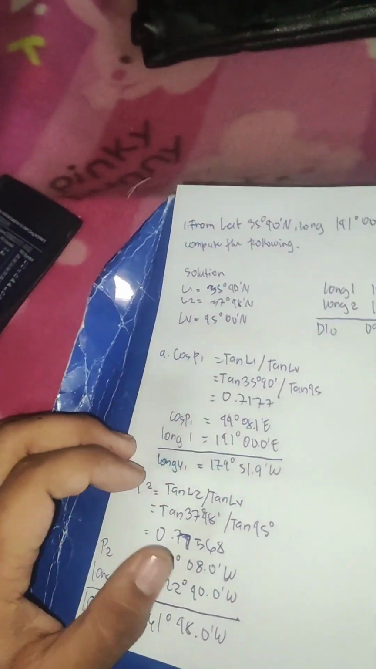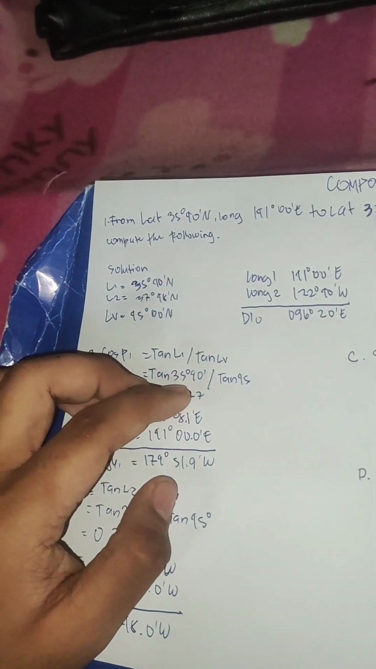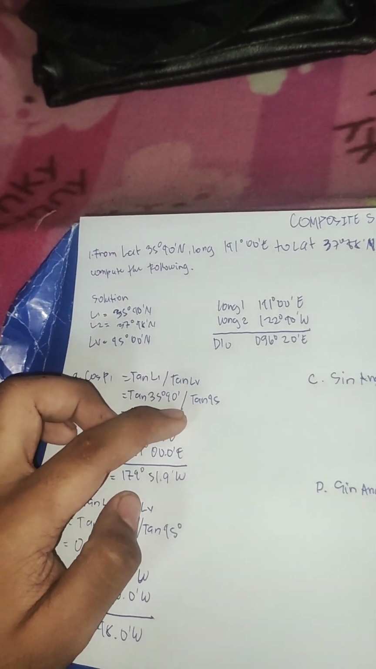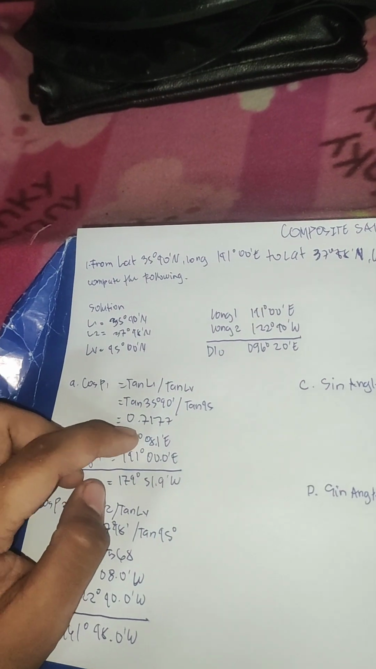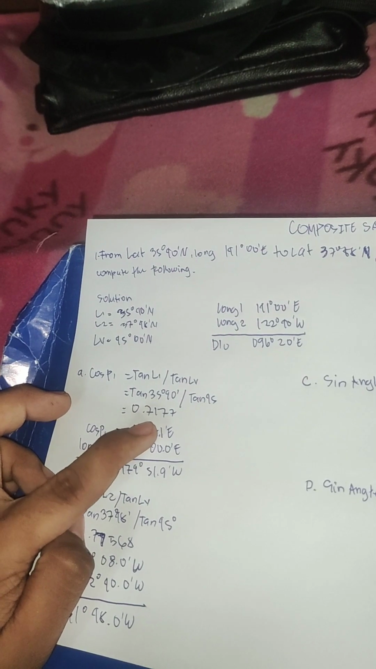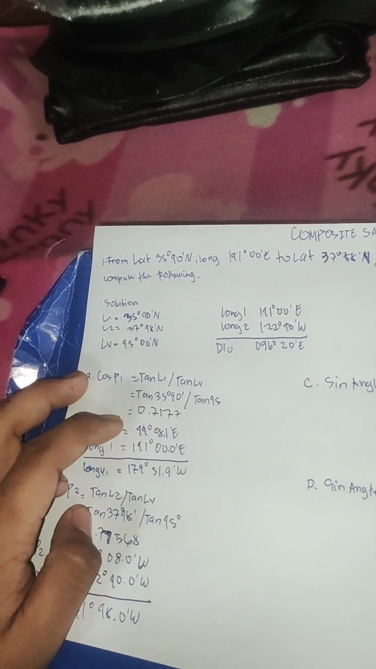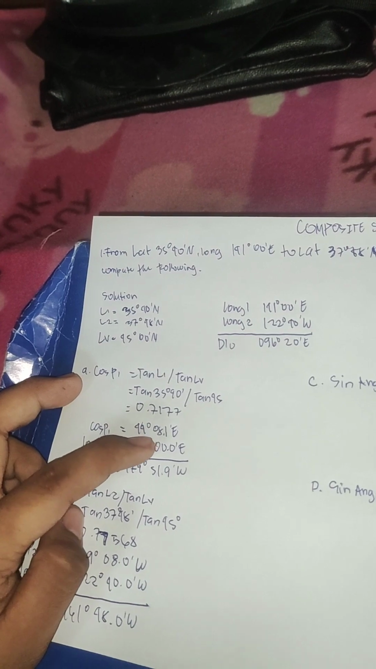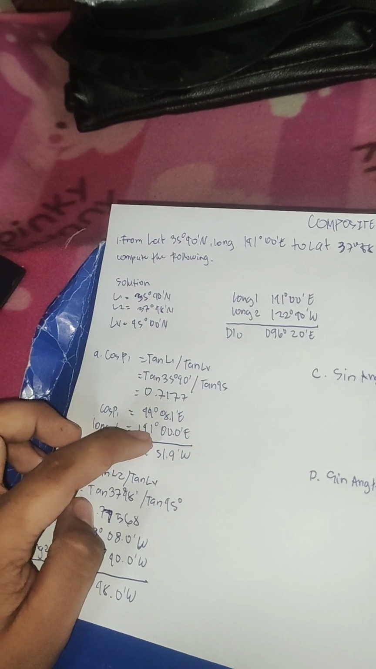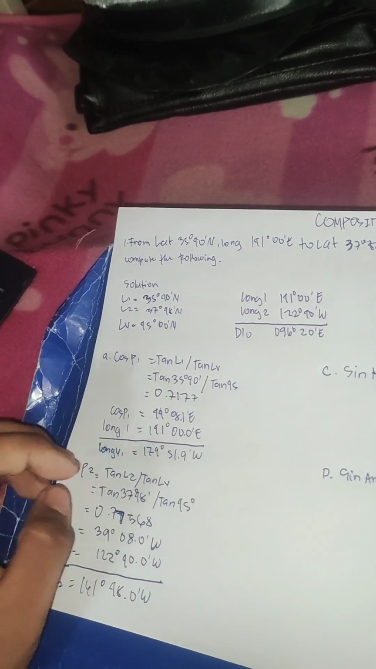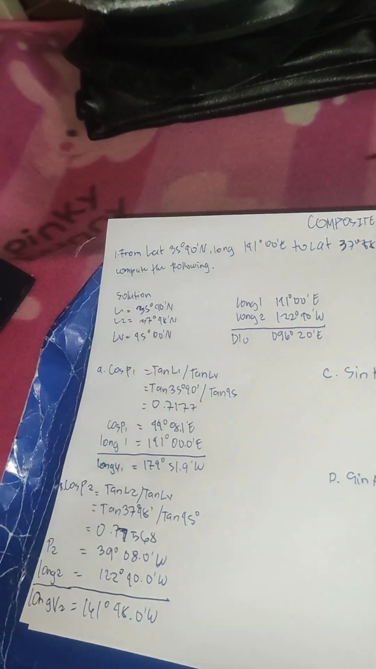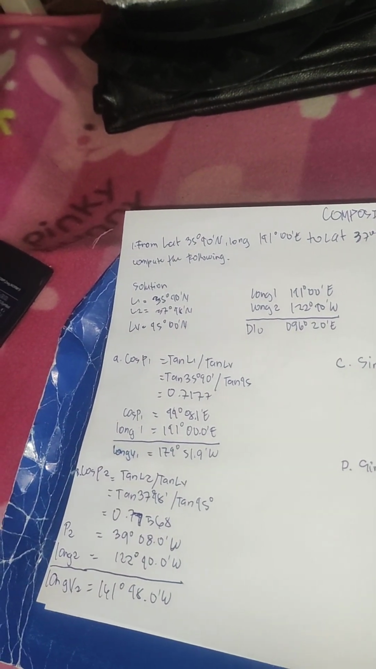Cos P1, or where the track meets the limiting latitude: cos P1 is equal to tan L1 over tan LV, tan 35 degrees 40 minutes over tan 45 degrees is equal to 0.717, and cos P1 is equal to 0.7177. Shift cosine is equal to 44 degrees 08.1 east. Long 1 is equal to 141 degrees 00.0 minutes east. So the answer is long V1 is equal to 174 degrees 51.9 west.